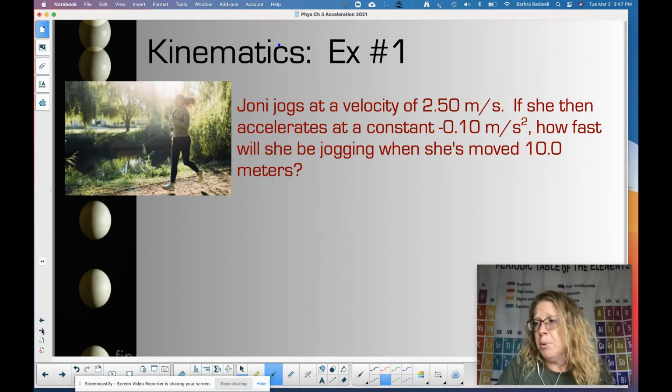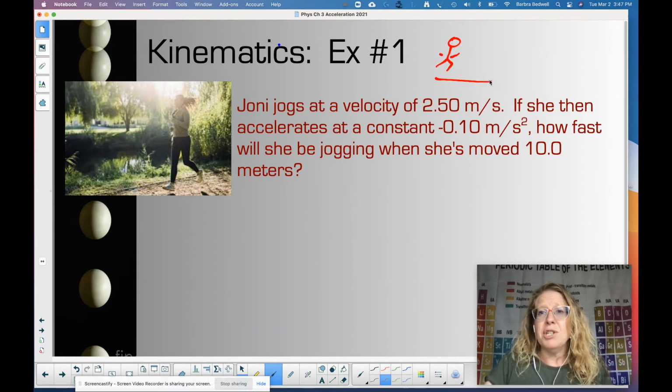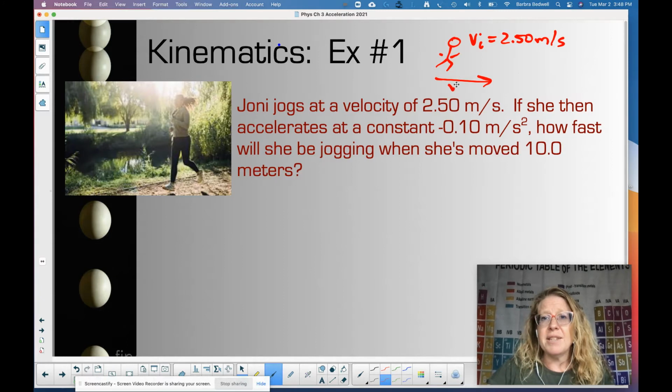Okay, example number 1. We've got a jogger here. Joni's jogging. She's starting at a velocity of 2.50 meters per second. If she then accelerates at a constant negative 0.10 meters per second squared, how fast will she be jogging when she's moved 10 meters? So here she is jogging, she's moving in that particular direction. Her VI, her initial velocity, is 2.50 meters per second.